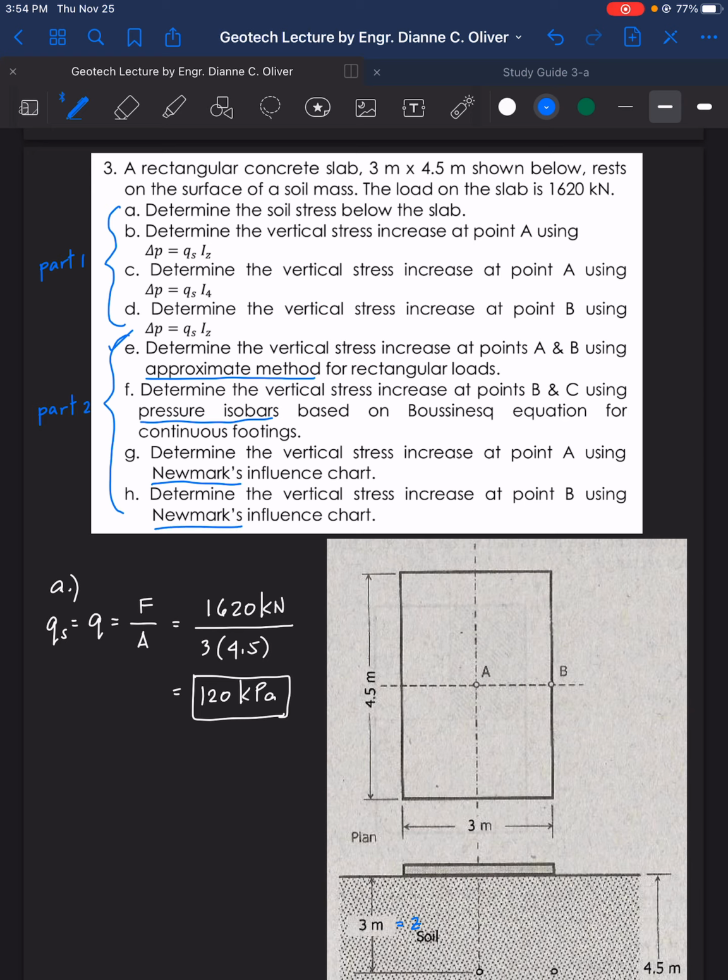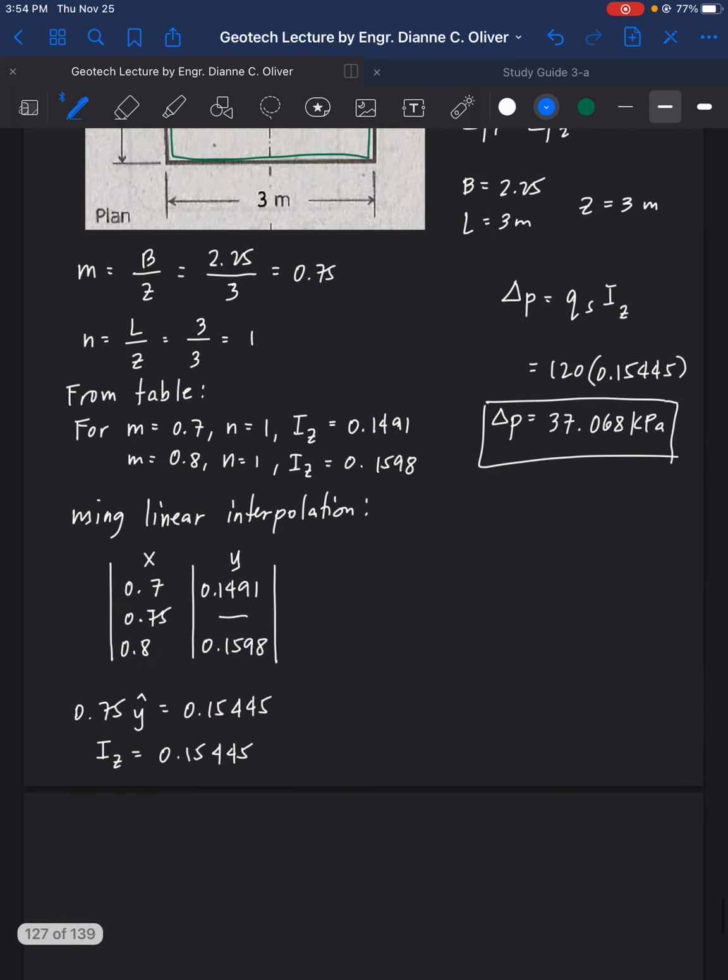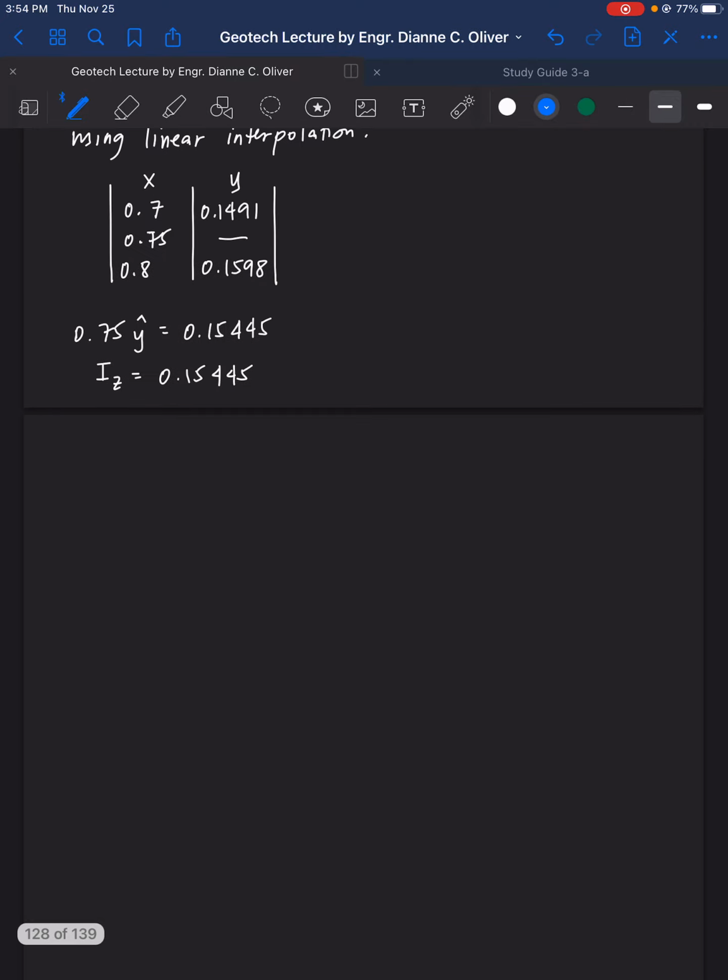Okay, so let's start with letter E. Determine the vertical stress increase at points A and B using the approximate method for rectangular loads. Okay, so let's have letter E, approximate method.